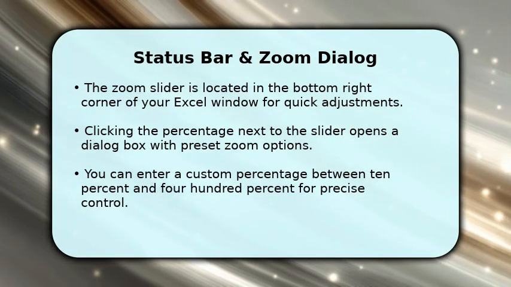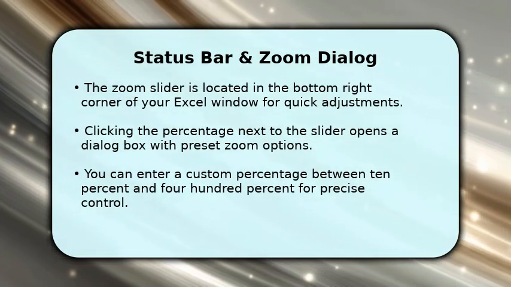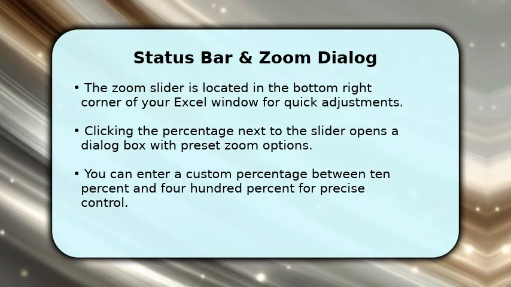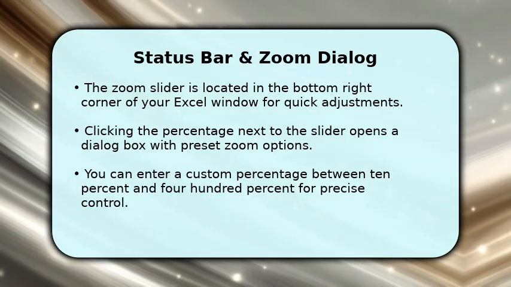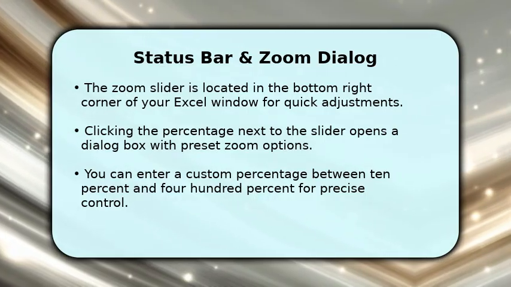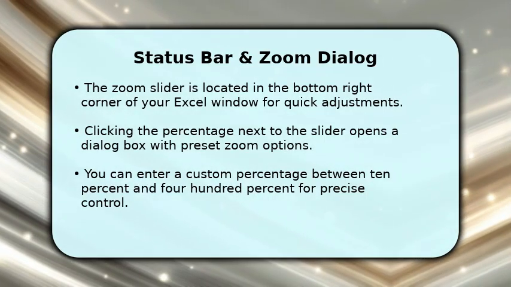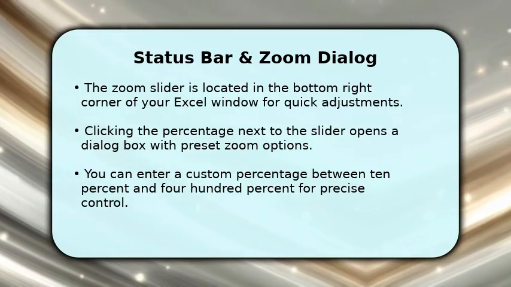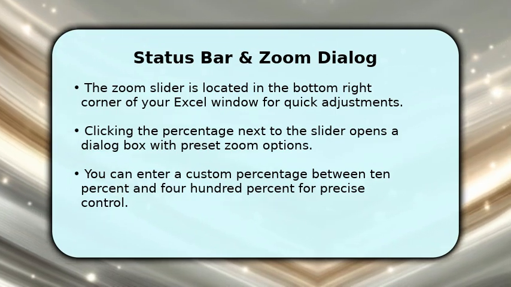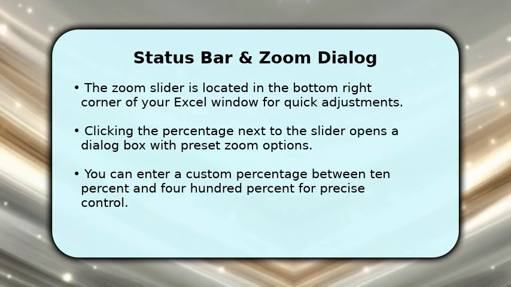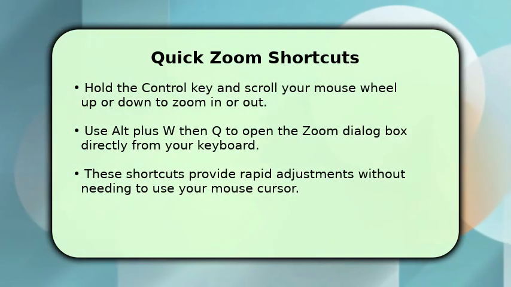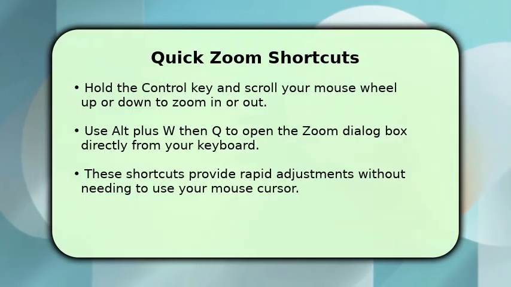One of the simplest ways to adjust your view is using the zoom slider in the status bar, found at the bottom right of your screen. Dragging it left or right decreases or increases the magnification. For more precise control, click the zoom percentage next to the slider to open the zoom dialog box. Here, you can select common presets like 75% or 100%, or enter any custom value between 10% and 400% for your sheet. For even faster adjustments, keyboard shortcuts are incredibly useful.